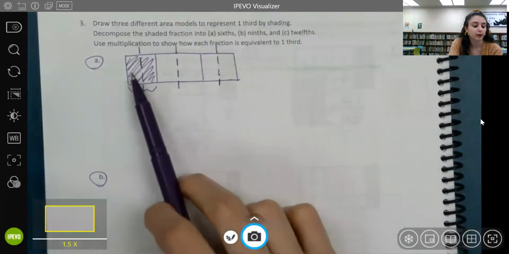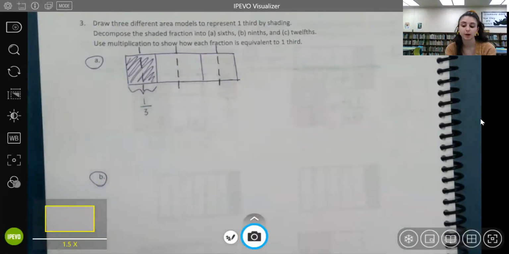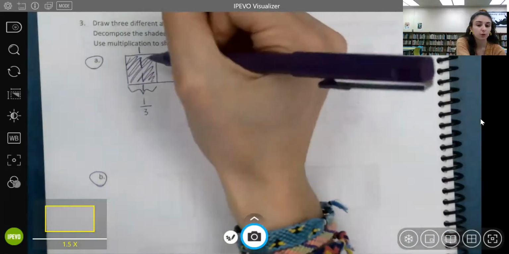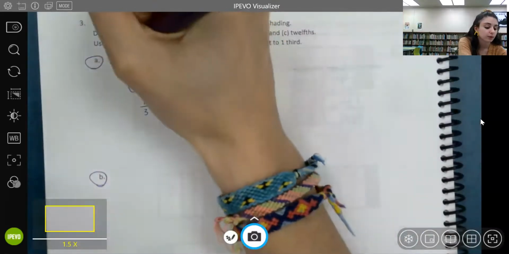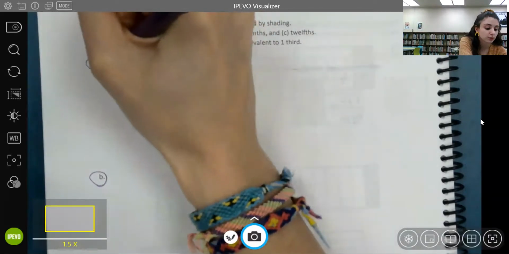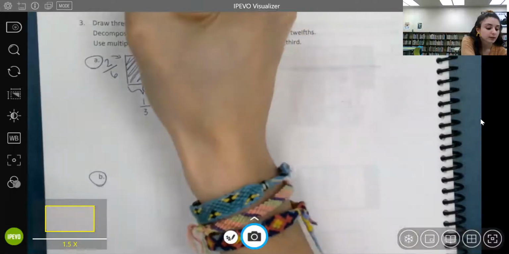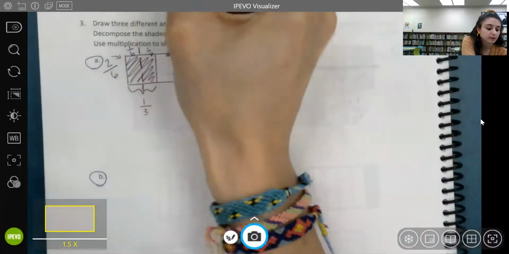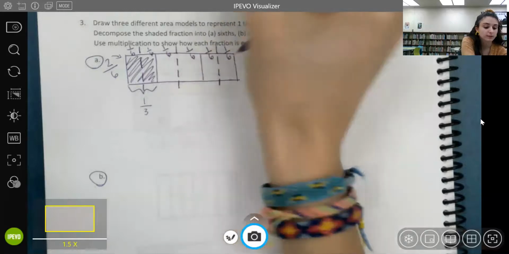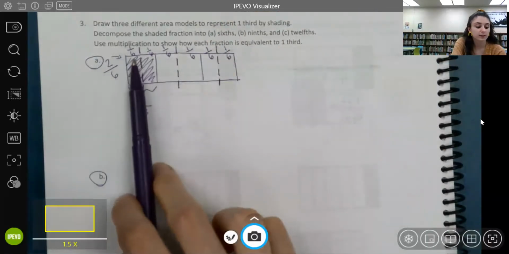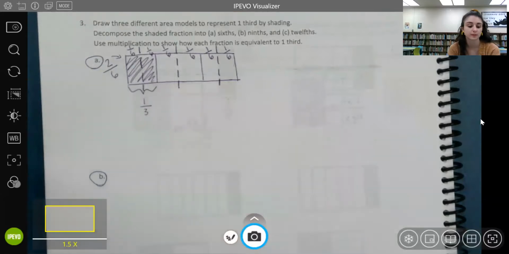So now if we count them, we have 1, 2, 3, 4, 5, 6 boxes. So this whole shaded portion right here is now equal, I'm just going to draw an arrow, to 2/6. Because each one of these is now 1/6, 1/6, 1/6, 1/6, 1/6, and 1/6. So now if we add 1/6 plus 1/6, we have this whole part being 2/6.